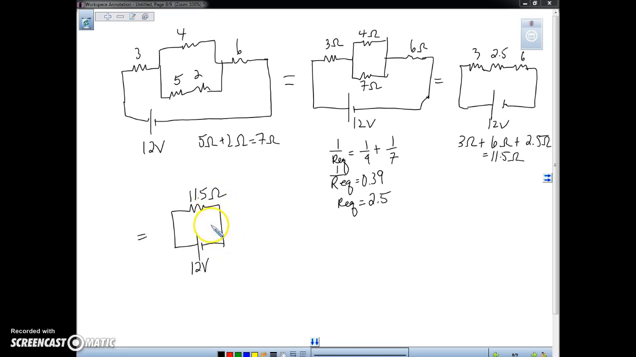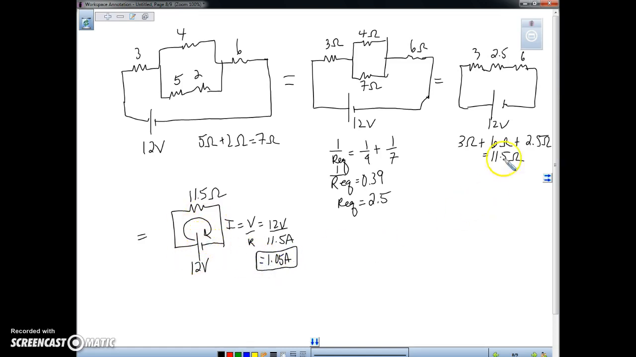So now I'm going to work backwards through these 3 diagrams to get back to the 5. Let's start off here. I could find the current of this system as V over R, which is just Ohm's law in the most simple case, which is kind of nice. So 12 divided by 11.5, I get a current of 1.05 amps. Okay, so that's the current there.